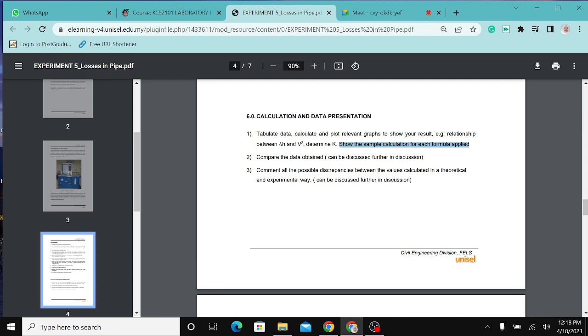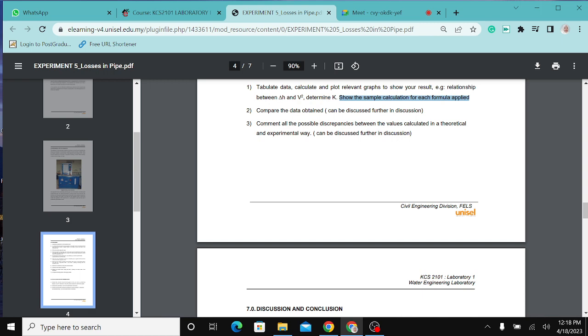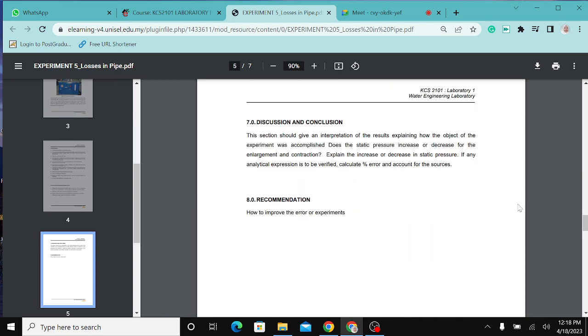Compare the data obtained. Compare means that maybe you can compare between the recorded and the actual one, and then provide some recommendations or justifications when you have possible discrepancy. Okay, and provide a summary of conclusions. Include your interpretations, explaining how the objective of the experiment was accomplished. For example, you can provide answers on whether the static pressure increases or decreases for the enlargement and contractions.